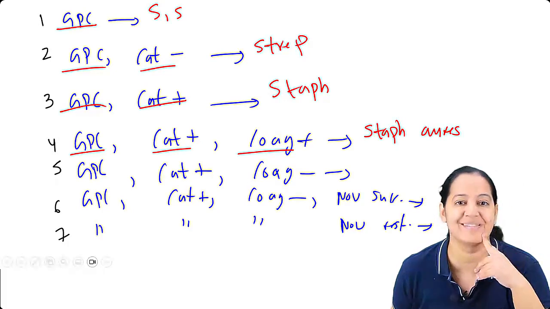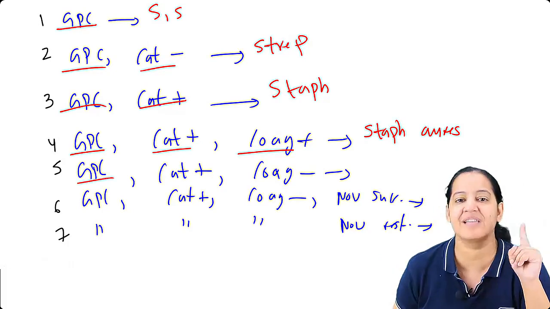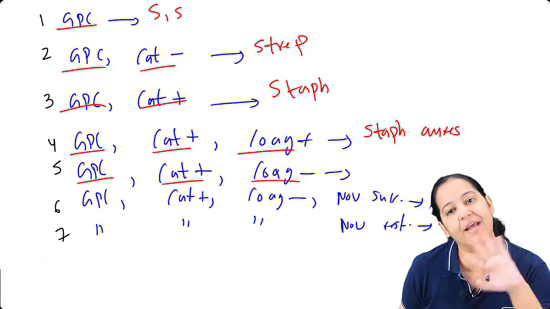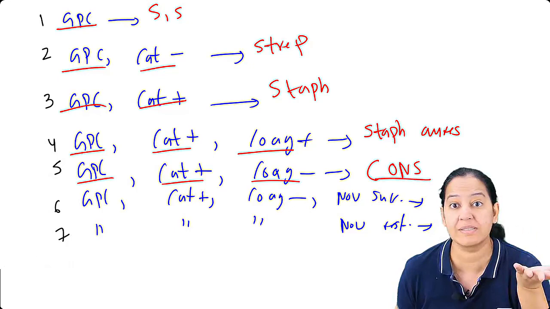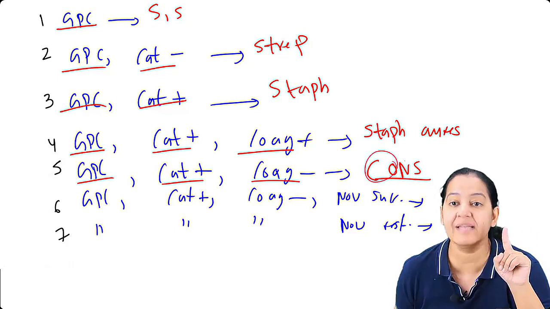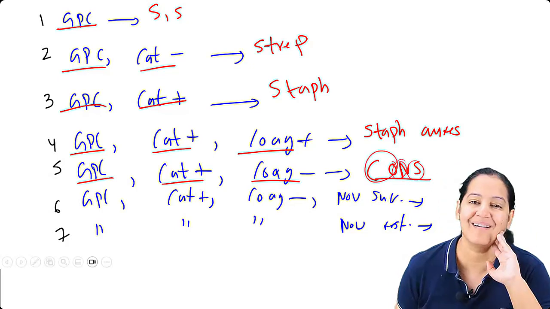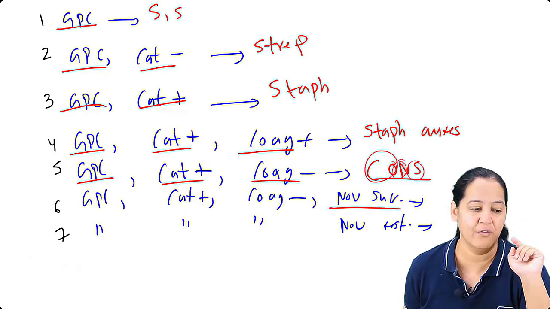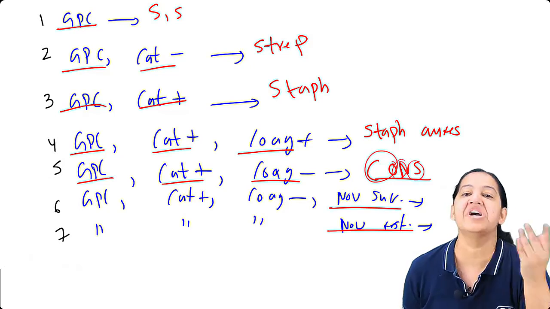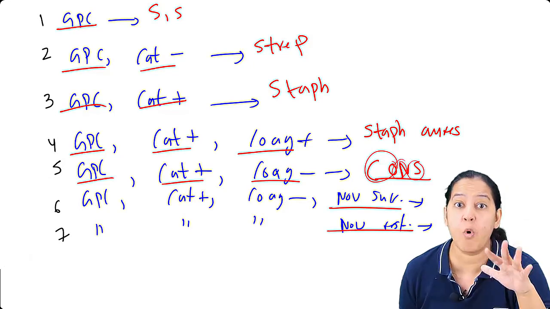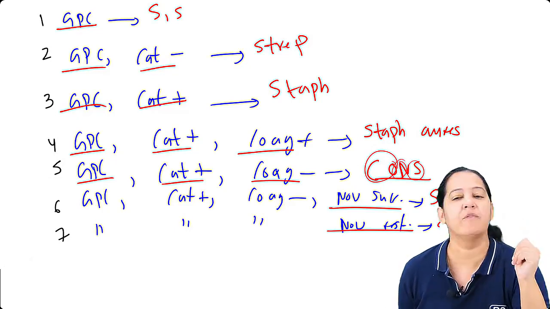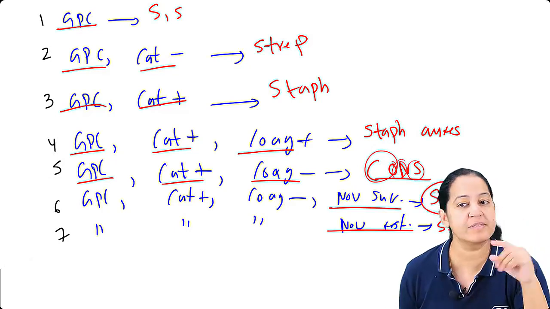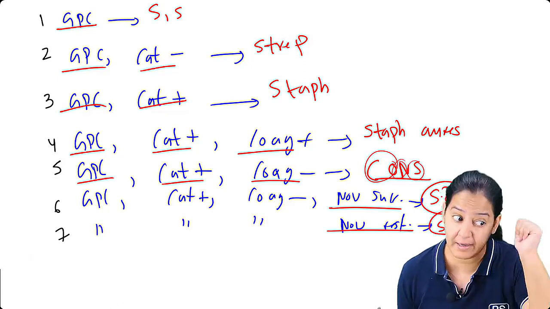Now, GPC which is catalase positive but coagulase negative: the remaining side heroes, the CoNS. Which CoNS, I cannot say. The full form of CoNS is coagulase negative staphylococcus. And for the two, they are asking novobiocin susceptible and novobiocin resistant. The novobiocin susceptible one, which is very timid, is epidermidis, and the one which is very powerful and brave is saprophyticus. This one dies with novobiocin and this one resists novobiocin.